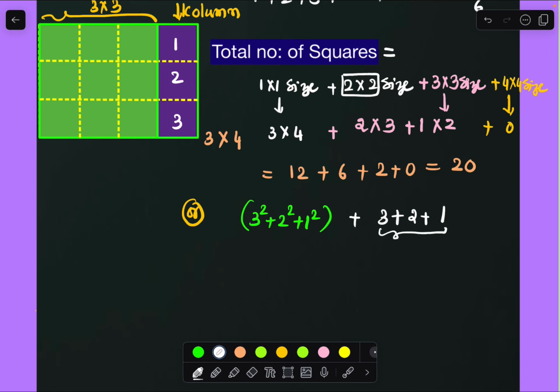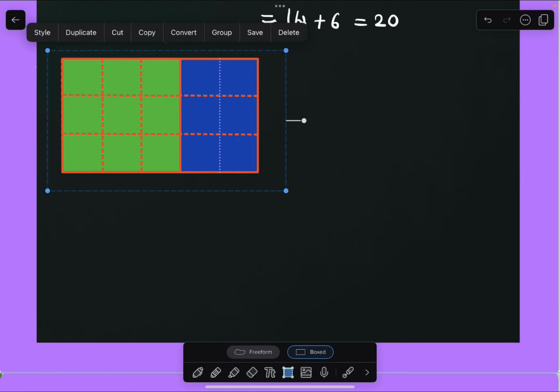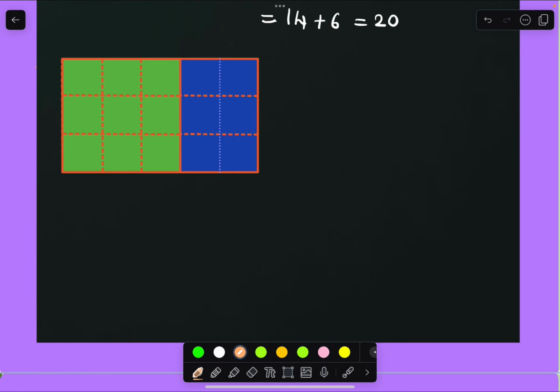And here its value is how much? Here 14, and this value is 6. 14 plus 6 will get 20, right? And here I want the total number of squares in this grid, right? How many rows are there? Here 3 rows are there, but how many columns are there? 5 columns are there. It is a 3 by 5 rectangular grid only, but each smaller unit is a square, right? And I want the total number of squares in this grid.